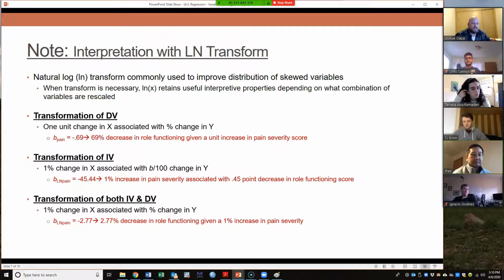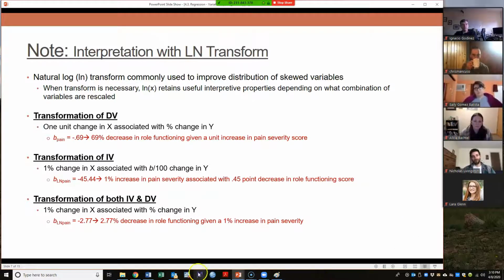I would interpret this as an expected 2.77% decrease in role functioning given a 1% increase in pain severity. Okay, so this is the really slick reason for not wanting to transform willy-nilly. If I don't need to transform things, let's not transform things, because it's going to start to make things look weird.